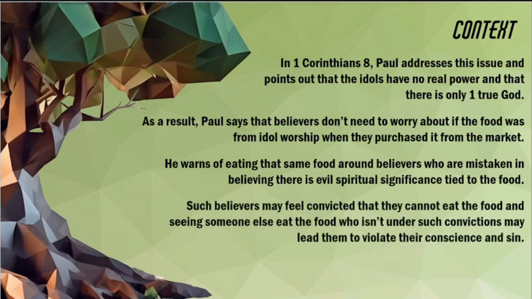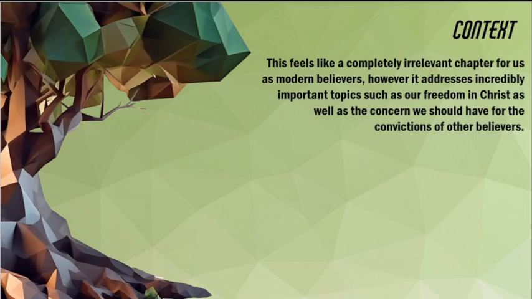He says that some believers may feel convicted that they can't eat the food, and when they see someone else eat it who isn't under those convictions, it may lead them to say, well, they're eating it, so even though I feel convicted, I'm going to eat it too. Thus they violate their conscience and sin, because if you think something is wrong and do it anyway, that's a sin. This feels like a completely irrelevant chapter for us as modern believers, but it addresses incredibly important topics, such as our freedom in Christ. Are we free in Christ? It also addresses the concern we should have for other believers, since our convictions may not be the same as theirs, and we need to be careful and conscious of that.